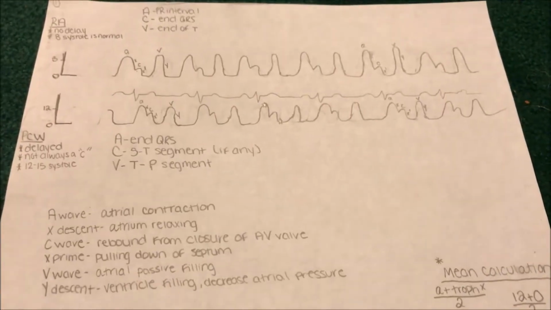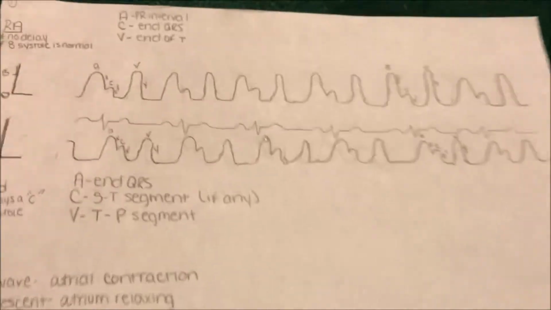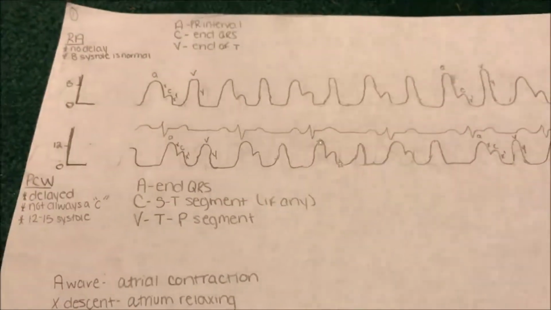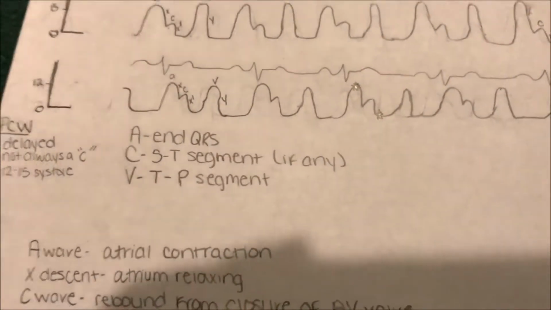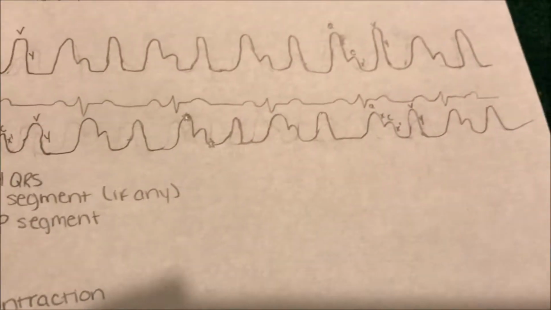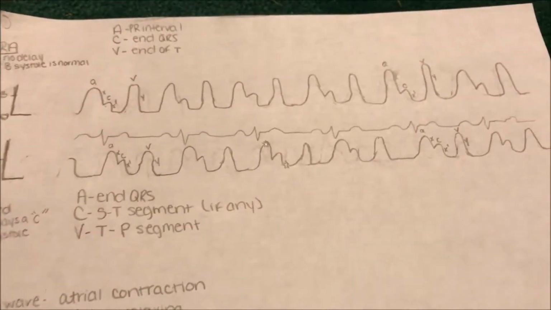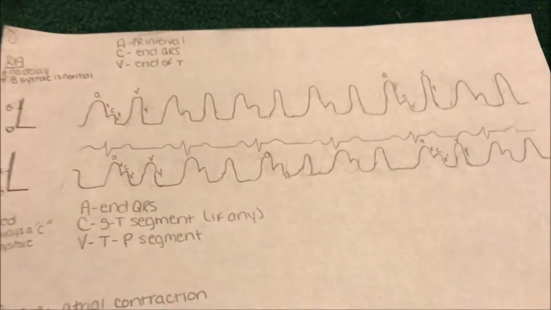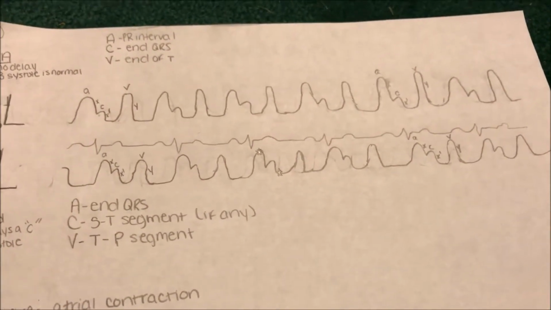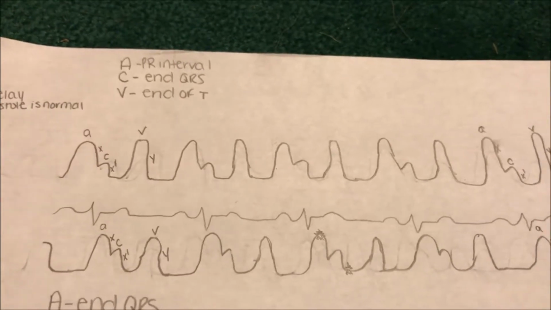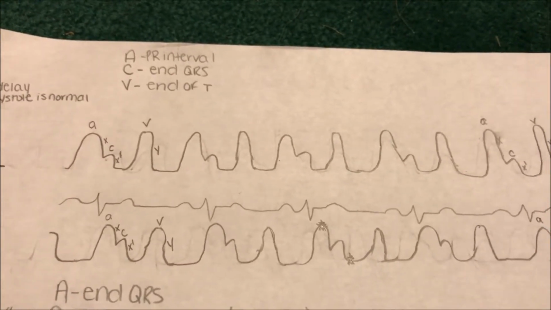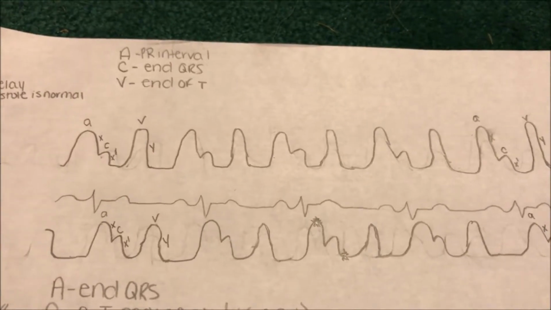We have an atrial waveform. We actually have two different atrial waveforms. I have drawn out for you the right atrial waveform, which is on top, and the left atrial waveform, which is on the bottom. They mostly look the same, but if you look at the EKG in the middle, the left atrial waveform is delayed. Normally, during the right atrial waveform, the A wave will be around the PR interval, the C will be at the end of the QRS, and the V about the end of the T wave.